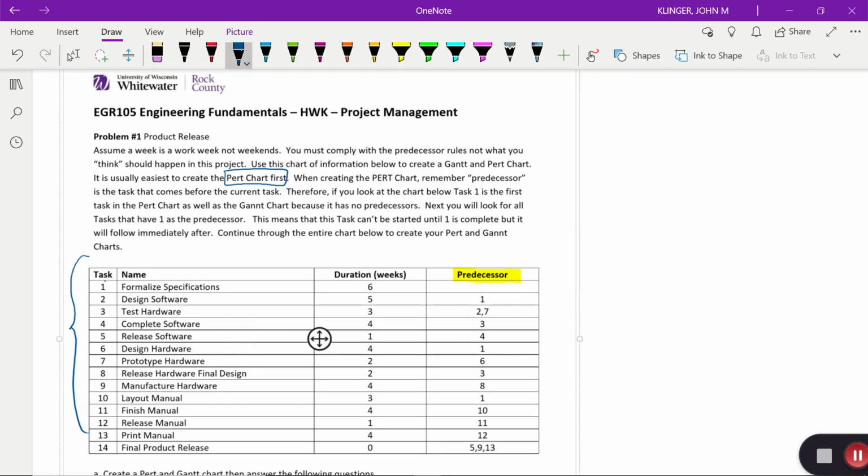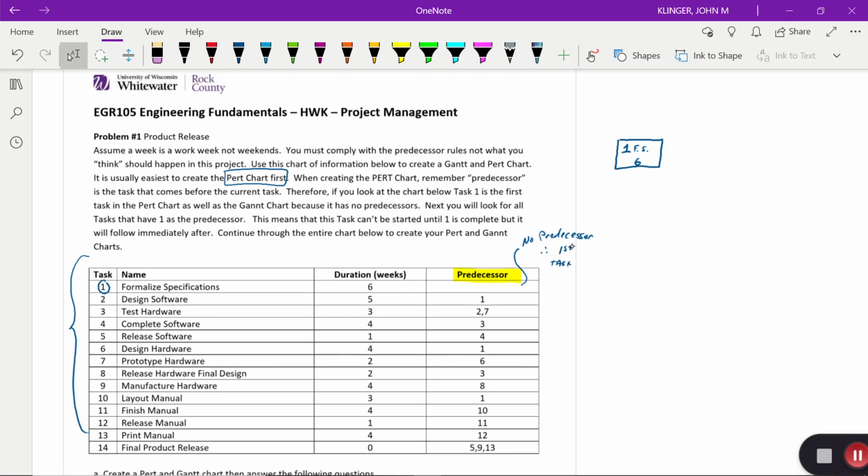So I'm going to take a look at task 1. Task 1 says to formalize the specifications. So I'm going to write here task 1, or I could write in the task name and everything, right? Formalize specs. And it is 6 weeks long. Okay? It has no predecessor. That's how I know that that is the first task. Therefore, first task.